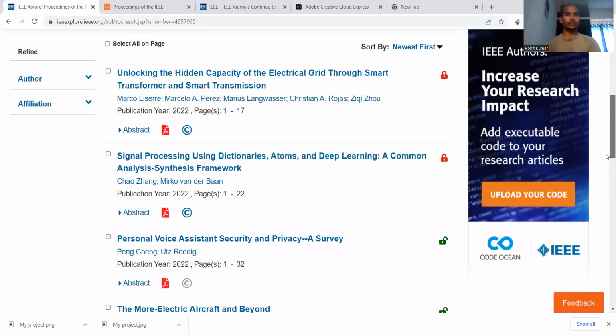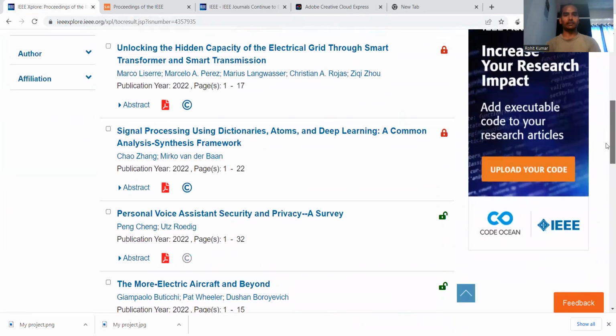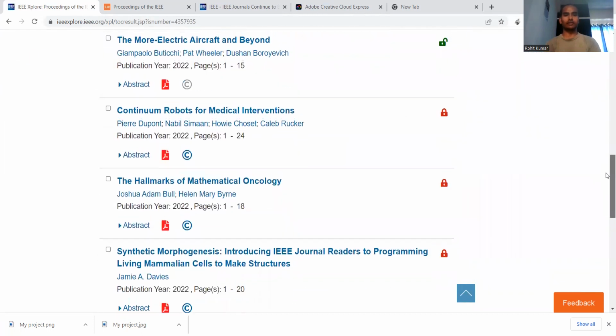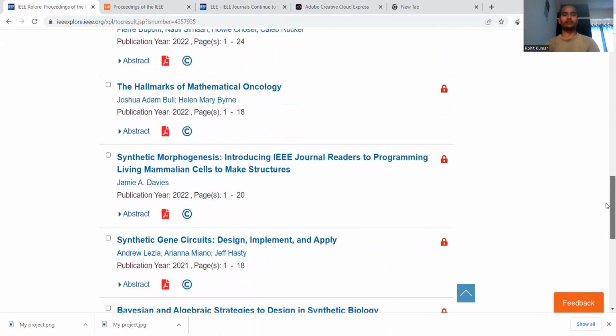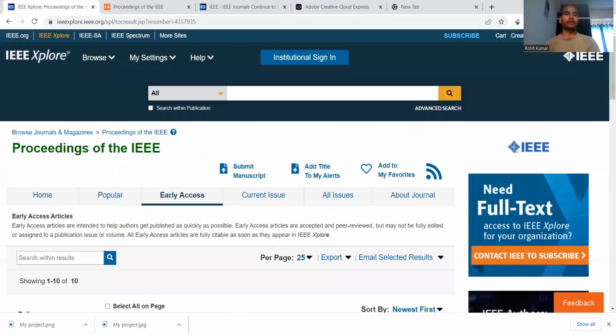Okay, so here you can see the security and privacy survey, then a common security analysis framework based on signal processing using dictionary items and deep learning, then electric grid hidden capacity and its unlocking. So these sort of concepts they have discussed, robots, more electric aircraft and beyond. So any particular technology and their related surveys, tutorials and such things, as we have already discussed, the three main categories, you can design. And obviously, your research should be very much focused. It should explore the new advancements and the kind of contribution.